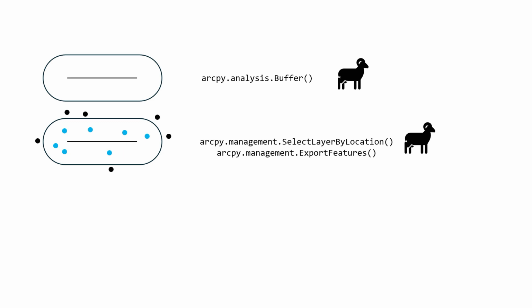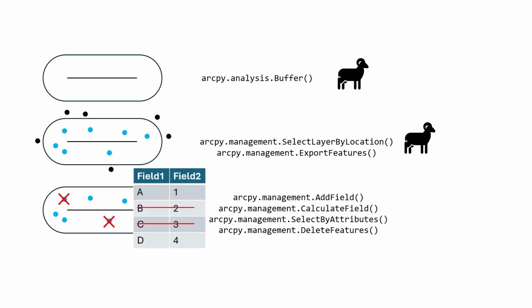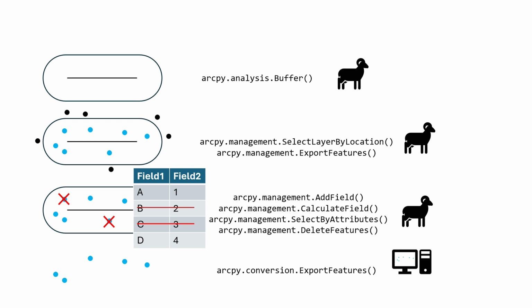While we have those points in our memory workspace, we can perform some manipulations. We can add a field, calculate a field, we can select by attributes and then delete a few records. And again, this is all happening in our memory workspace. We then have our data in a state that we want to save it to disk, and we can use the export features to export from our memory workspace and store to disk for use.